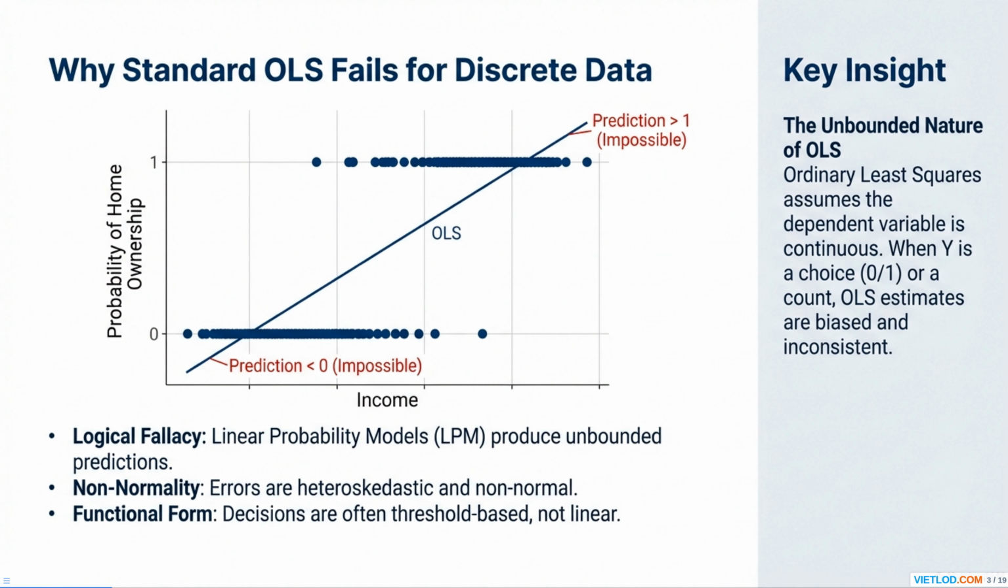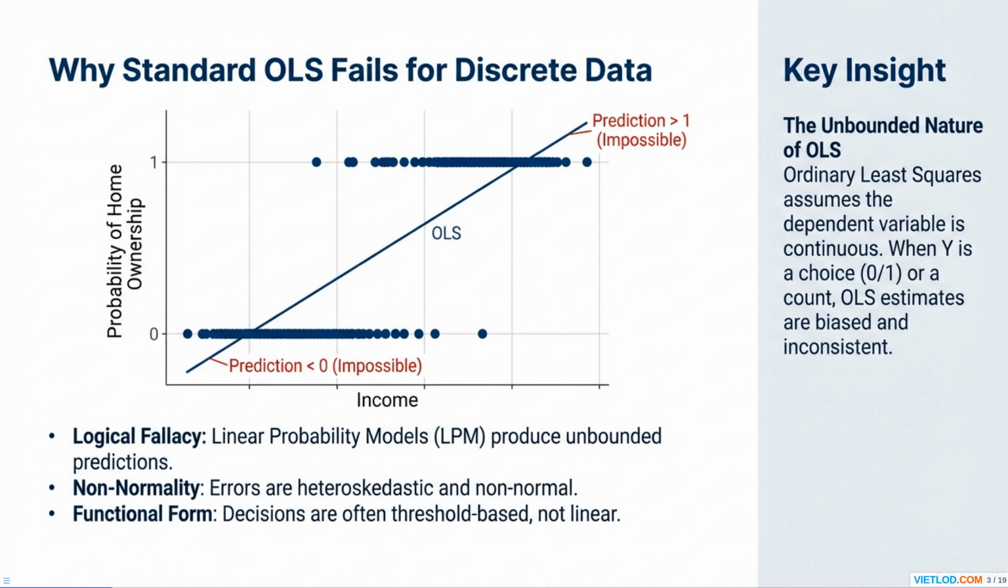For example, if we model home ownership based on income, OLS might nonsensically predict a negative 10% chance of ownership for very low incomes, or a 110% chance for very high incomes. Furthermore, the error terms in such models are inherently heteroscedastic and non-normal, violating key OLS assumptions and making our standard inferences unreliable. Finally, the functional form is often incorrect.